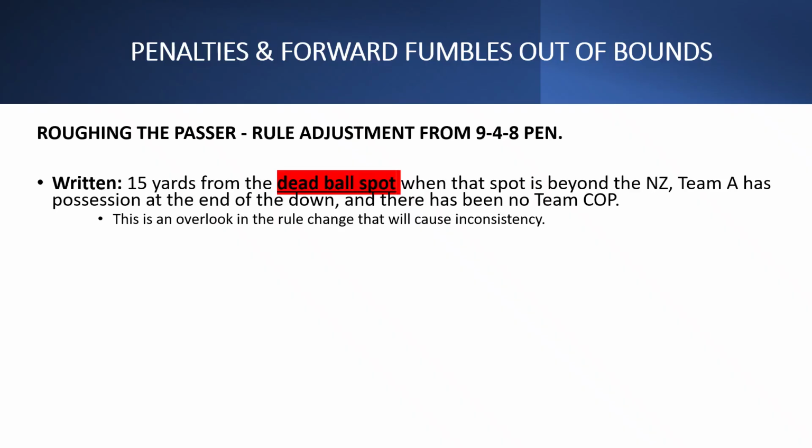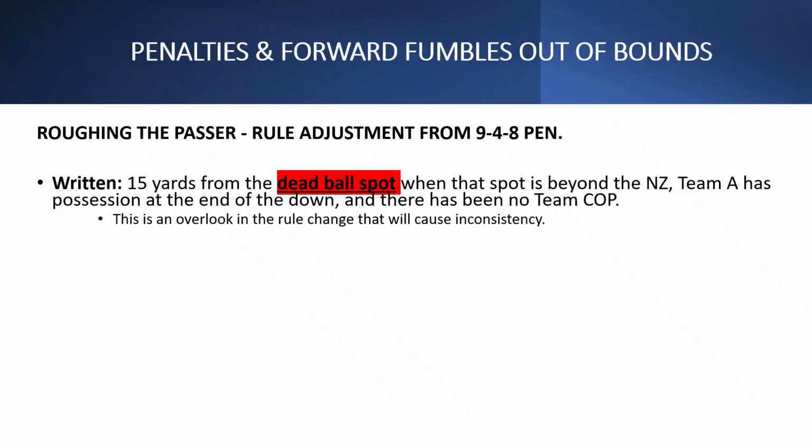There is one penalty that we will enforce slightly differently than the way it's worded in the rule book because of the forward fumble out of bounds rule, and that is a penalty for roughing the passer. The rule book currently reads that you will enforce it 15 yards from the dead ball spot. When that spot is beyond the neutral zone, Team A has possession at the end of the down, and there has been no change of team possession.